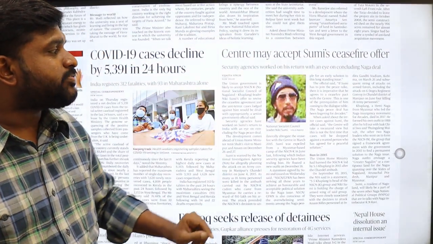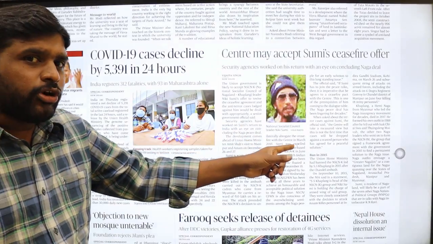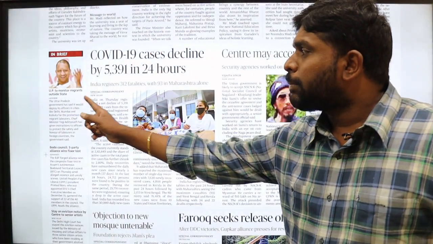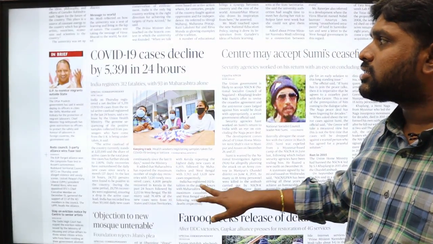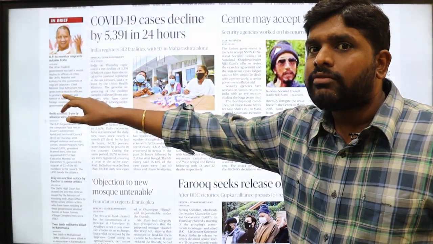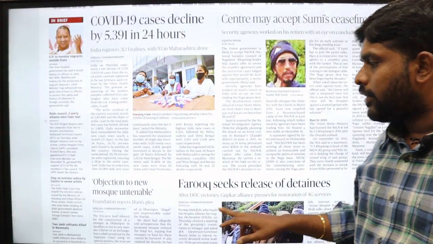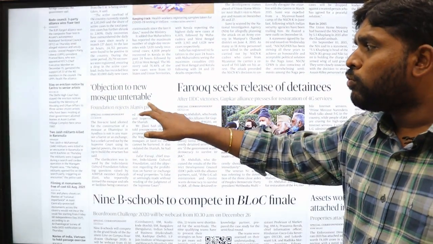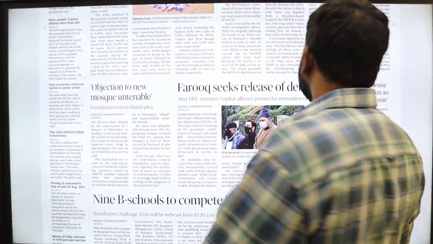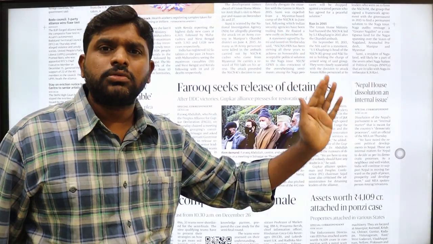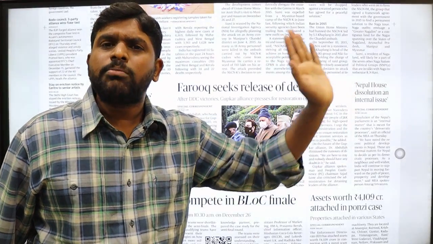Centre may accept Sumi's ceasefire offer, not required. Internal security point of view, but this much detail is not required from the exam point of view. Uttar Pradesh to monitor migrants outside states. This is a very good thing. Migrant workers, how they are going to monitor them, that is important. Objection to new mosque untenable. Farooq sees release of detainees. Nepal House dissolution an internal issue. India is not bothered about it.